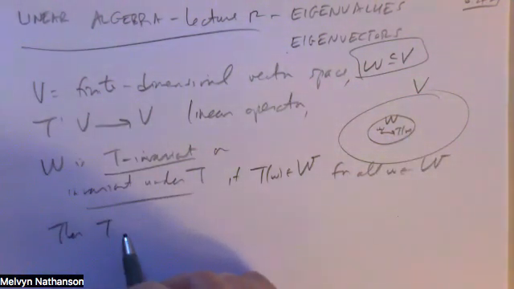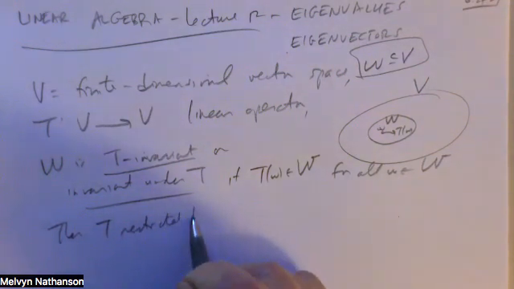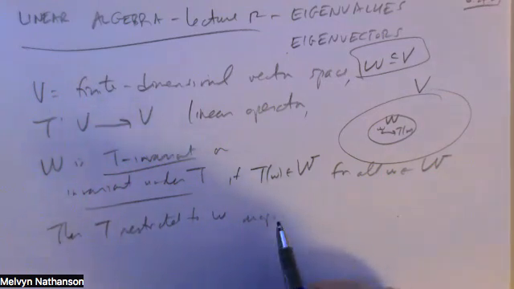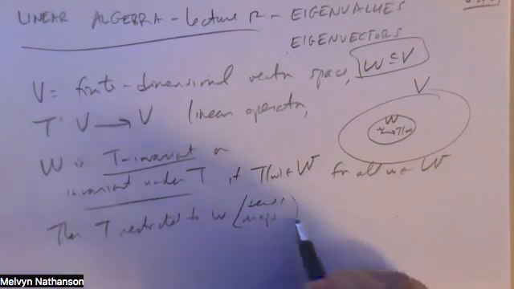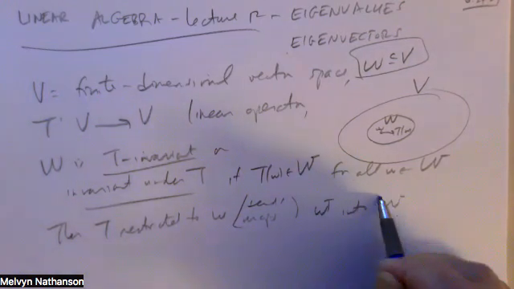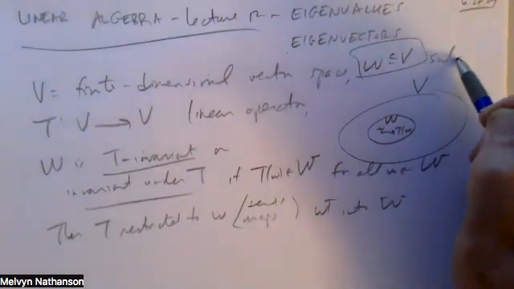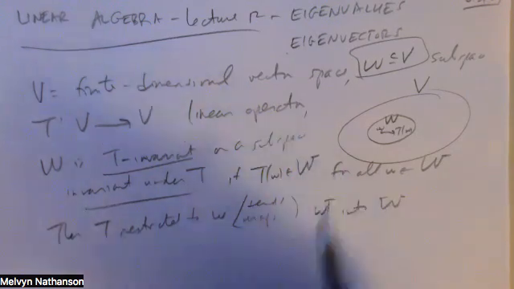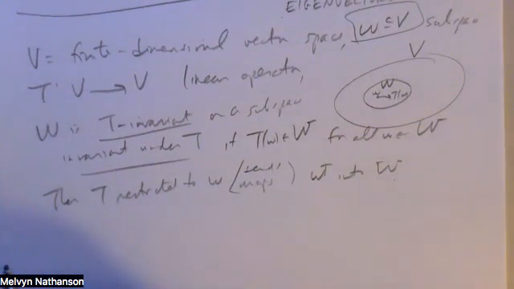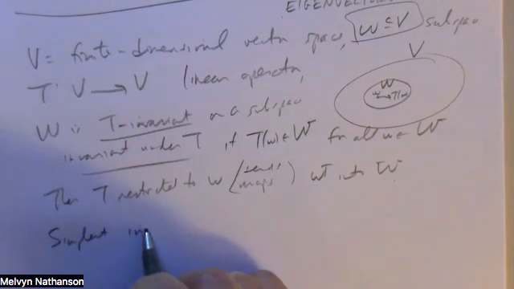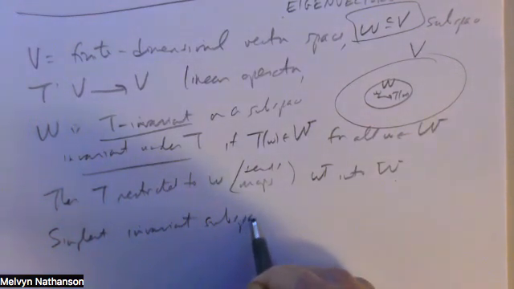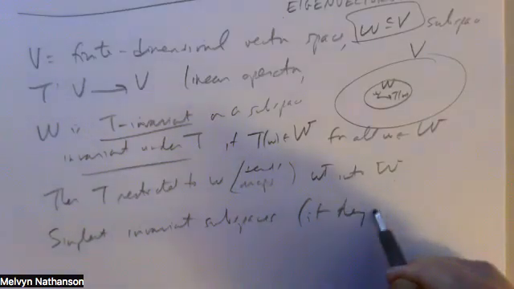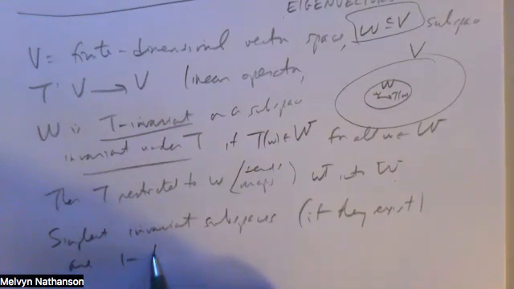So then T restricted to W maps or sends, if you like, whatever word you like for a function, W into W. And we often like to look at subspaces W. So we say W is a T invariant subspace, or a subspace invariant under T, if the operator sends W into W. And the simplest invariant subspaces, if they exist, they don't always exist, are one-dimensional.